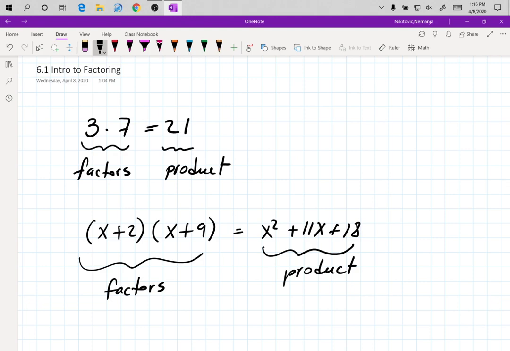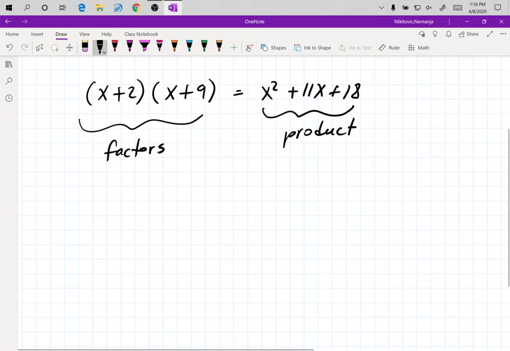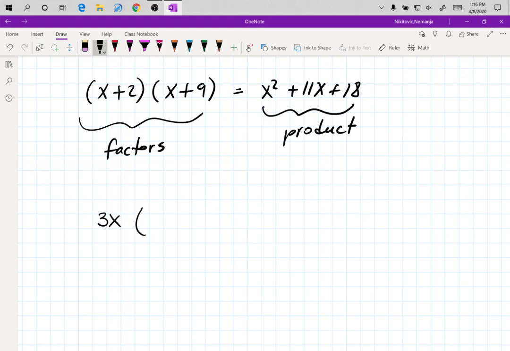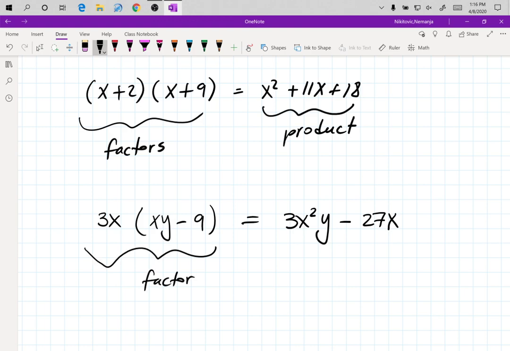It keeps the same names, even though the things that we are multiplying are no longer numbers. It's now polynomials, right? In this case, 2 binomials. So you still have factors and you still have a product. Also, if you do distribution, if you say 3x times xy minus 9, and you get 3x squared y minus 27x, these are still factors, and this is still your product.